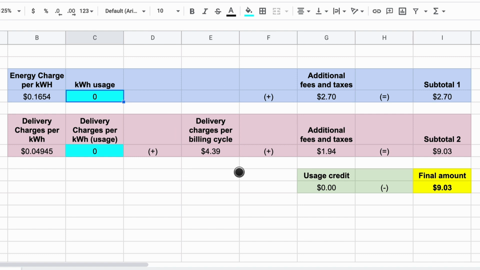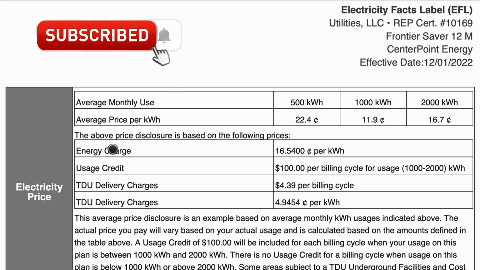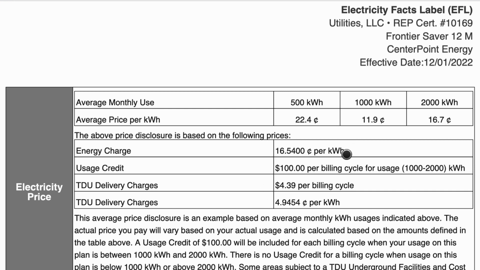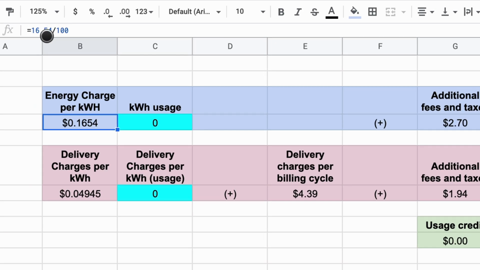Now let's take a look at the equation that you might need to compute the final amount that you will be paying every month. First we have the energy charge per kilowatt hour, and this is the rate. If we go back to the electricity facts label for this particular plan, you can see that the energy charge is 16.54 cents per kilowatt hour. Remember that this is cents, so you have to divide that amount by 100, and this is the actual rate in dollars.